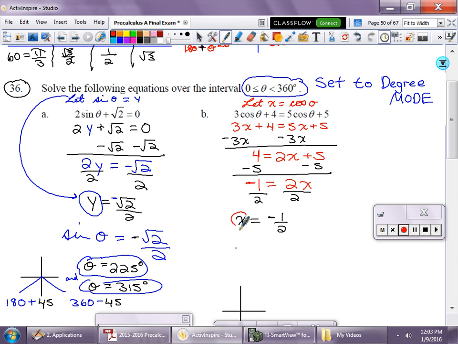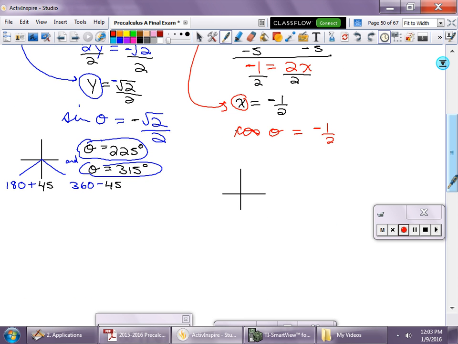Uh-oh, this is not x. Keep mindful, this is the cosine. x is equal to cosine theta. We are ready to drop it in. Cosine of theta is equal to negative 1/2. Where is cosine negative? Cosine is x, and x is negative in 2 places: quadrant 2, because it's to the left, and quadrant 3, where x is also to the left.